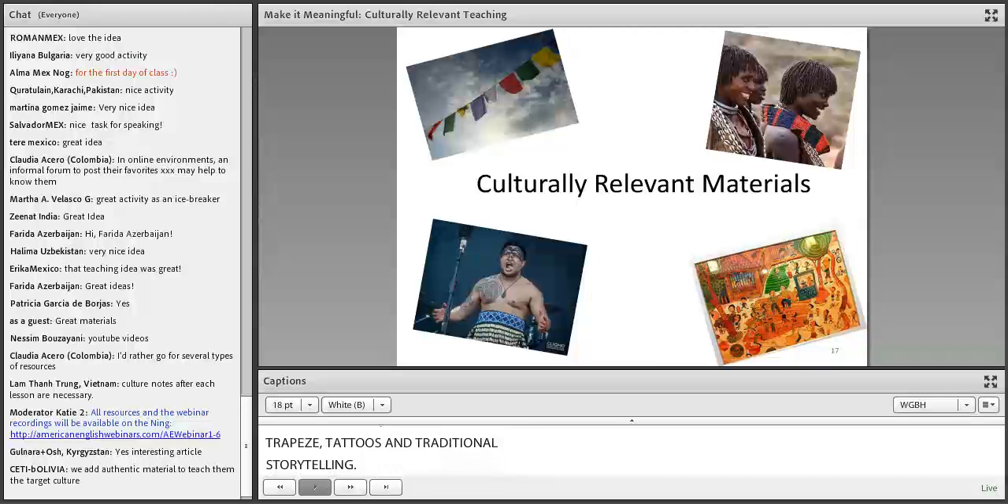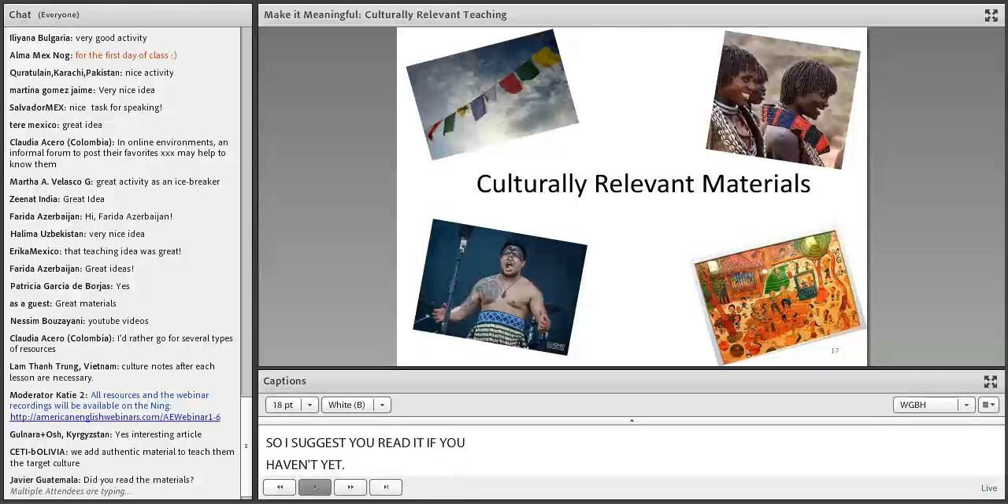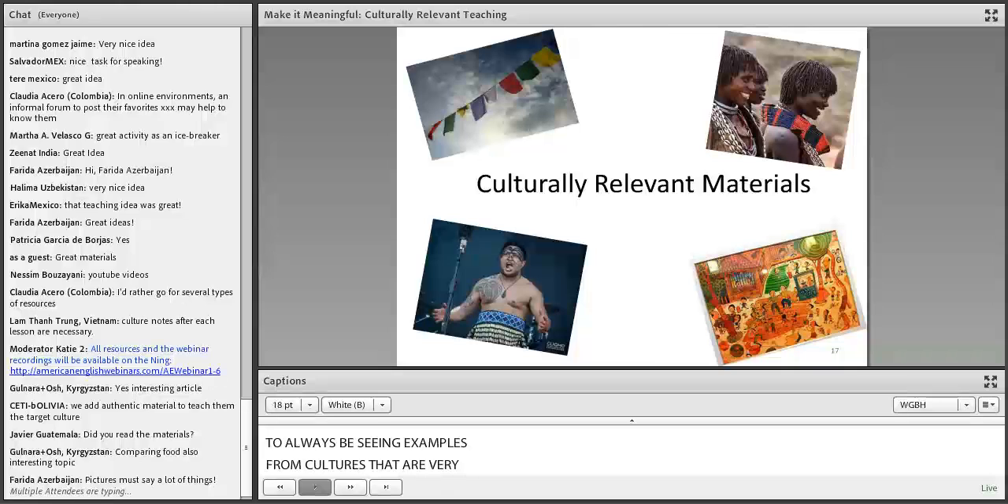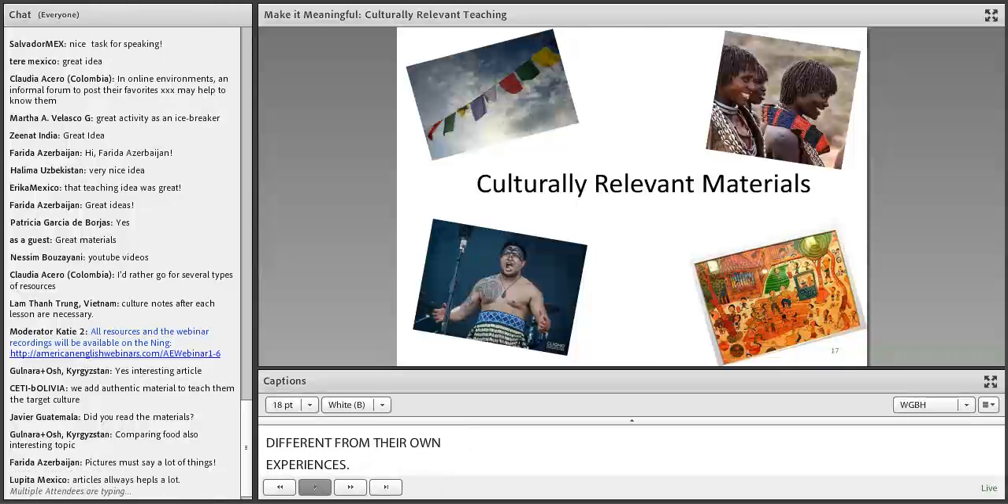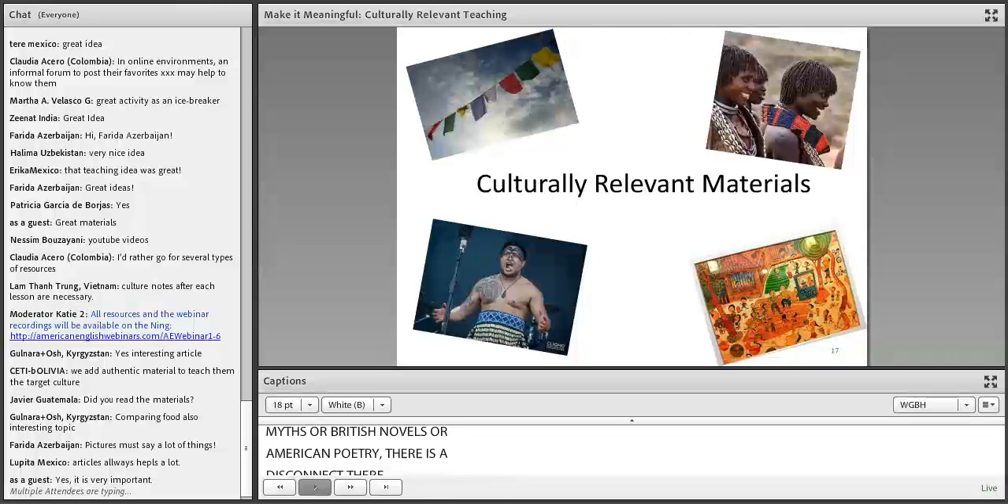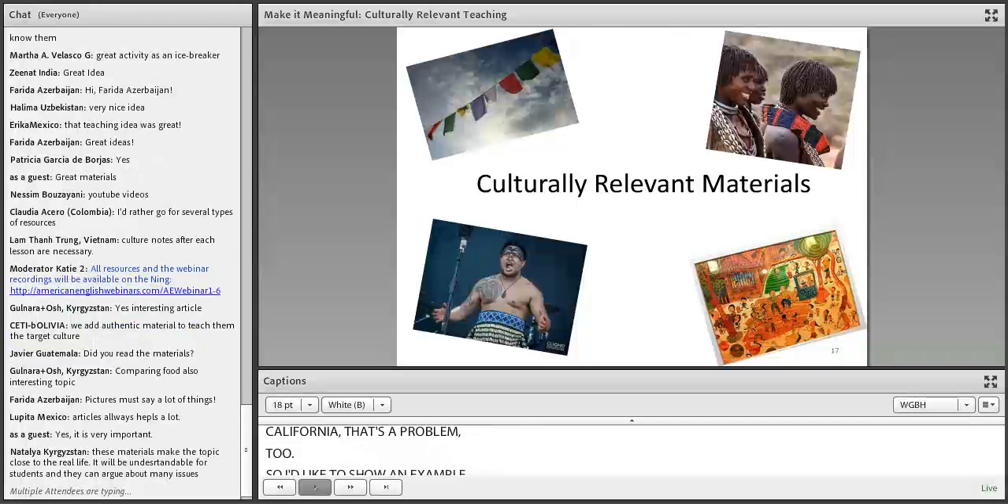Culturally relevant materials are really important because it's unmotivating for students to always be seeing examples from cultures that are very different from their own experiences. So for that 70% of you that have internationally produced textbooks, if your students are only reading Greek or Roman myths, or British novels, or American poetry, there's a disconnect there. And if all of your examples in the textbook are about John and Mary, 2 American students in California, that's a problem too. So I'd like to show an example of a culturally relevant video.